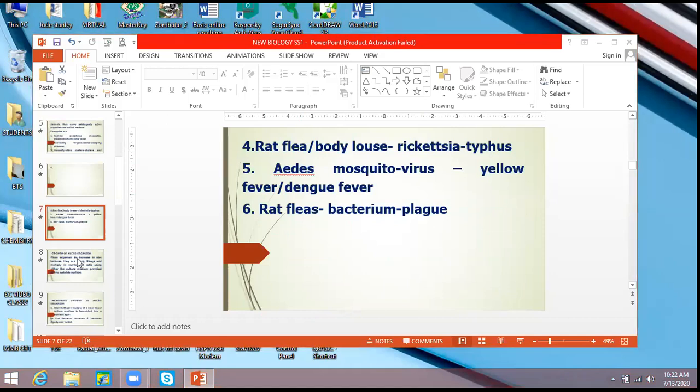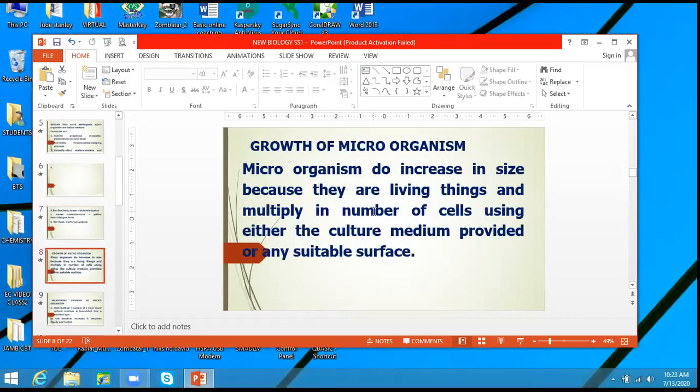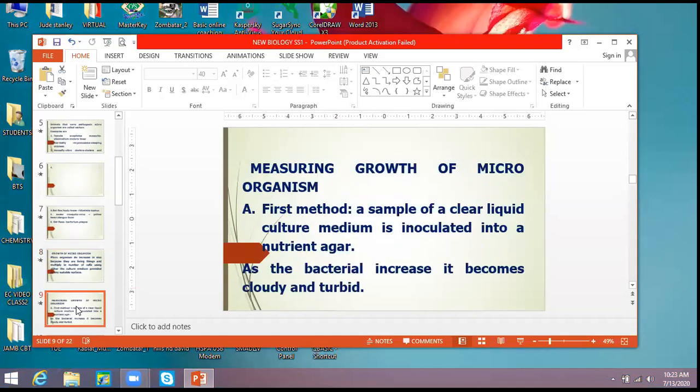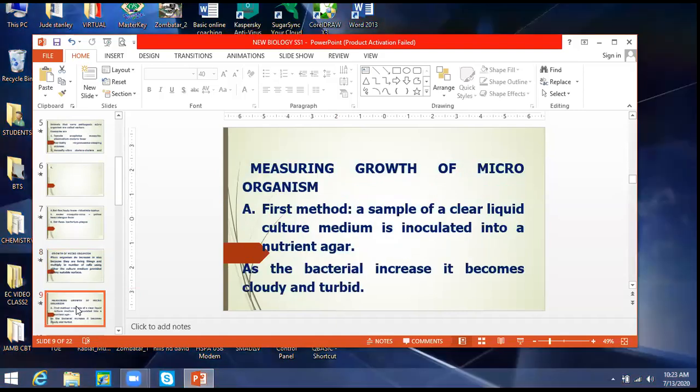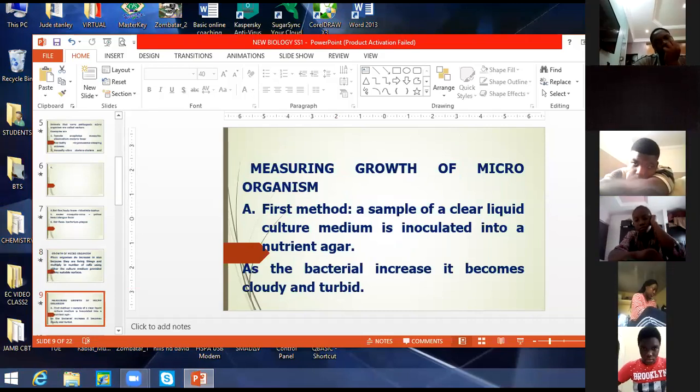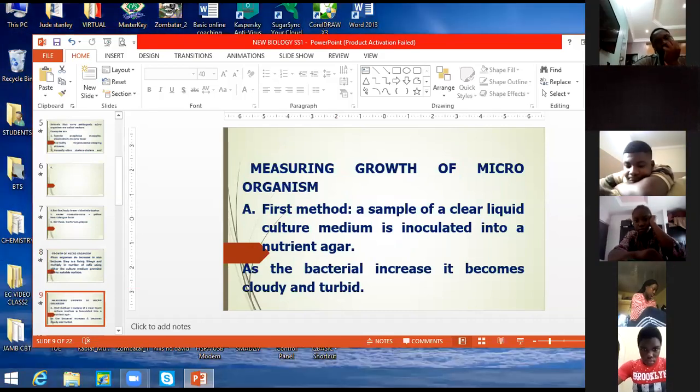Now we started discussing growth of microorganisms. I said microorganisms do increase in size because they are living things, and they multiply in the number of cells using either the culture medium provided or any suitable surface. Now we want to look at measuring growth of microorganisms. We have two methods of measuring growth, but I picked the first one.